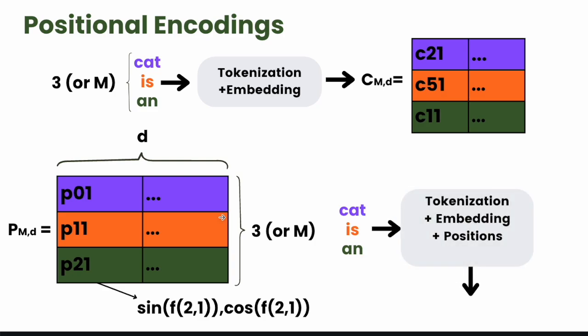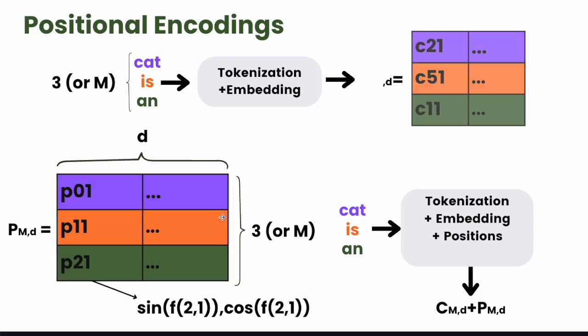So once you pass your input sequence, which is "cat is an", through tokenization plus embedding, you get the matrix C. To encode the positional information, you just add the embedding matrix to the position matrix. So C is added to P, and this then becomes the input to our model. Okay. Let's call it X. So X is the input to our model, and the first layer, if you remember, was the self-attention layer, and this is what we're going to discuss in the next slides.